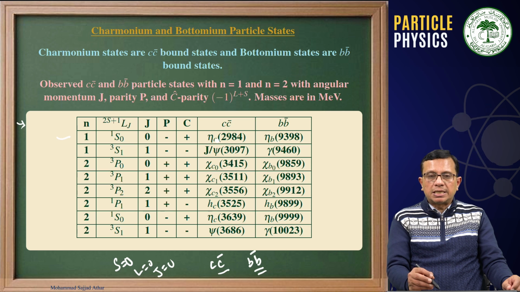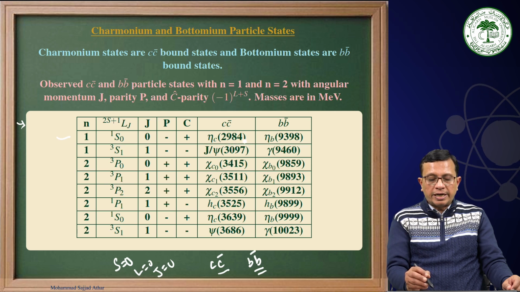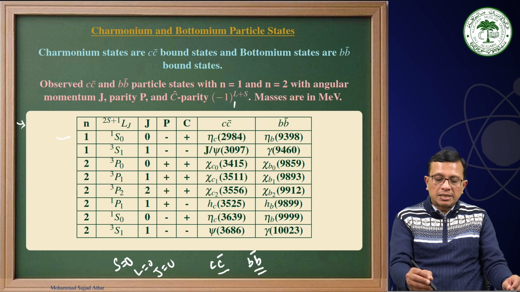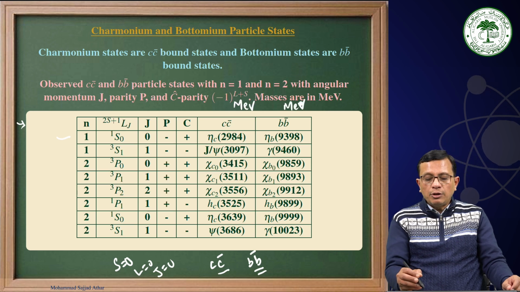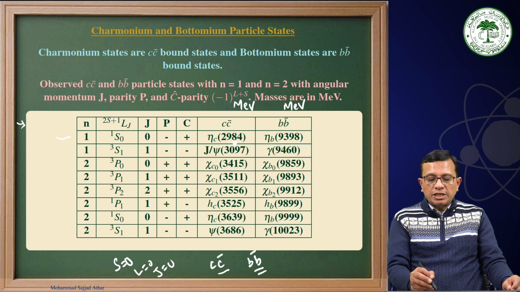it has been observed in nature that there exists a particle eta C, that means this contains a charm anti-charm with approximately a center of mass energy of 2984 MeV. These energies are in MeVs. And you have a B B-bar state with the energy 9398. Therefore, you have a charm anti-charm state as well as a bottom anti-bottom state.